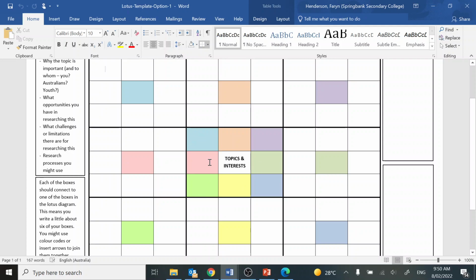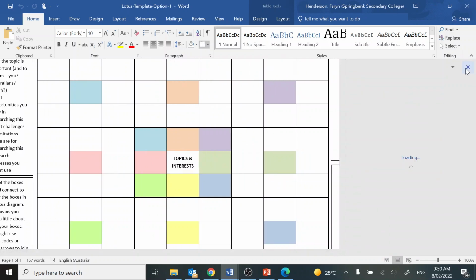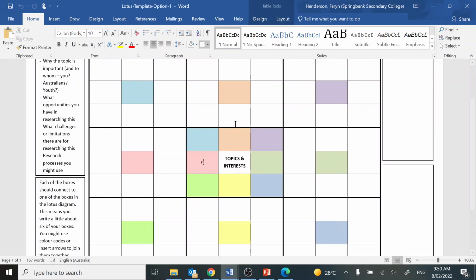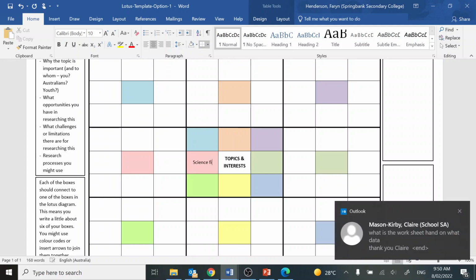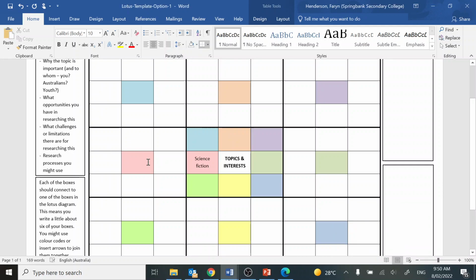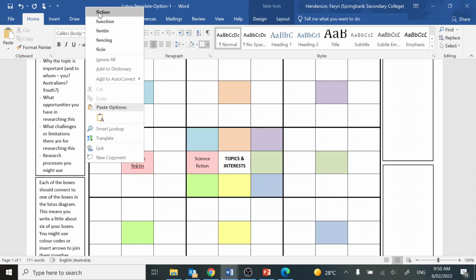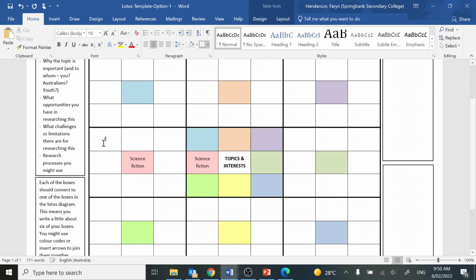So again, let's just say I've got Star Wars here. This is already in Word, which makes it a lot easier. So let's just say this is Star Wars. I said it was science fiction, didn't I? Okay, so I'm going to go with red, and I'm going to put science fiction here. And then I'm going to put in here, ignoring my terrible spelling, that I'm going to talk about female characters as one option.